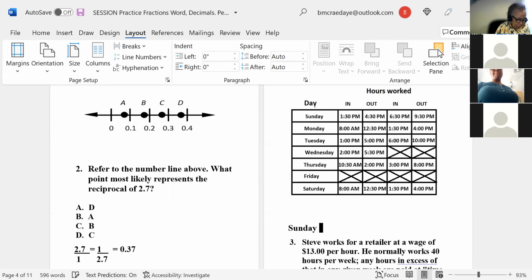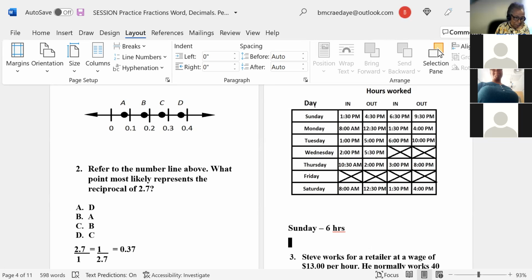And Friday is also 7. Saturday is what again? Saturday is 7, right? So then this is 7. All right, let me check this. Let's see. Tuesday.